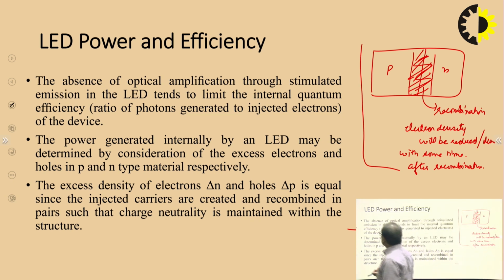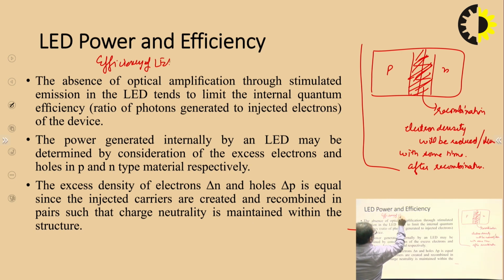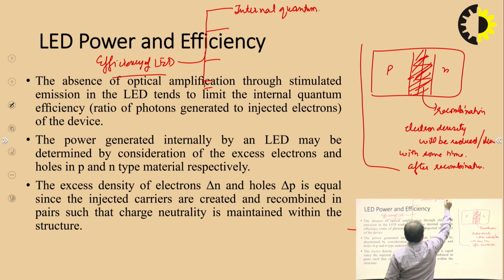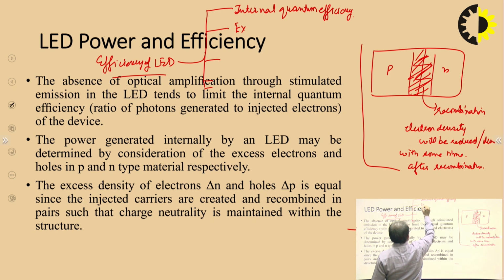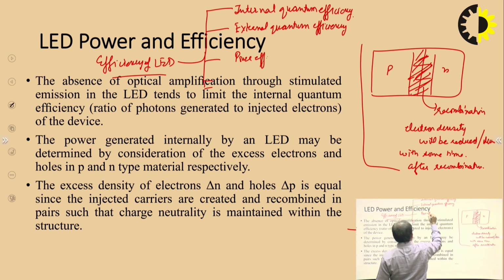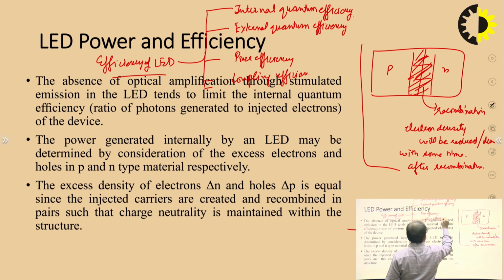So we'll see the first point, that is the efficiency of LED, and this efficiency is further divided into three to four types: first, the internal quantum efficiency; second, the external quantum efficiency; then power efficiency; and coupling efficiency. So there are a number of efficiencies we will discuss in the efficiency of LED.